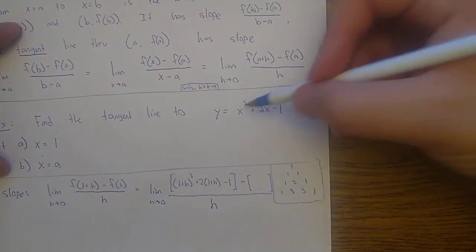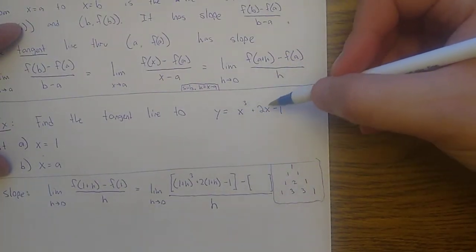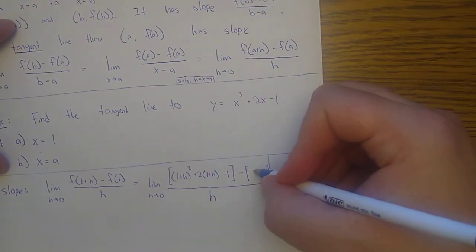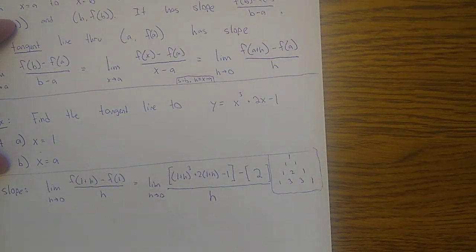So what's f of 1? I can just plug it in. 1 cubed plus 2 minus 1 would be 2. So that goes here.